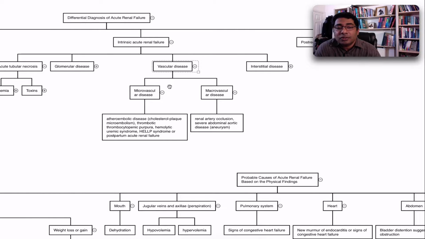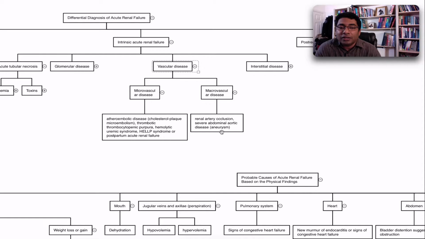Vascular diseases, we can broadly divide them into microvascular diseases and macrovascular diseases. Microvascular are atherosclerotic diseases, like due to cholesterol plaque microembolism, thrombotic thrombocytopenic purpura, hemolytic uremic syndrome, HELLP syndrome, or postpartum acute renal failure. They are all kinds of microvascular diseases, essentially leading to intrinsic acute renal failure.